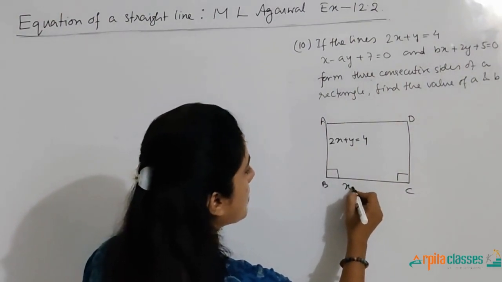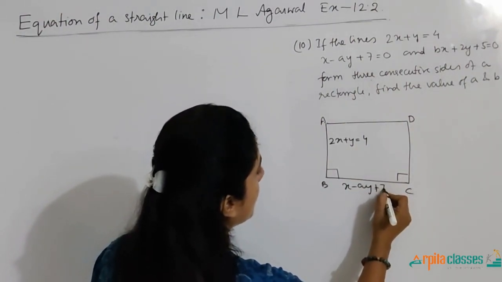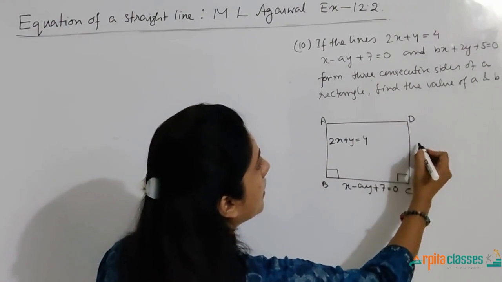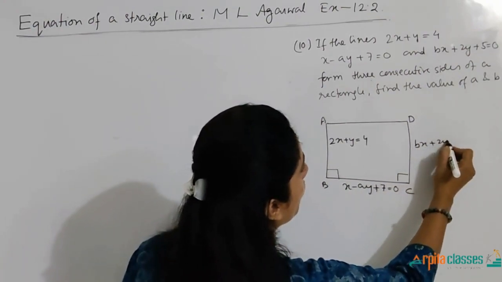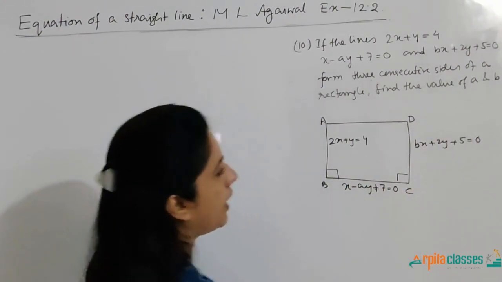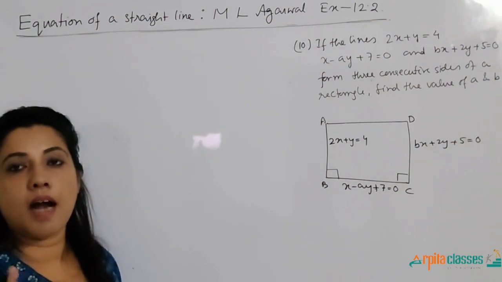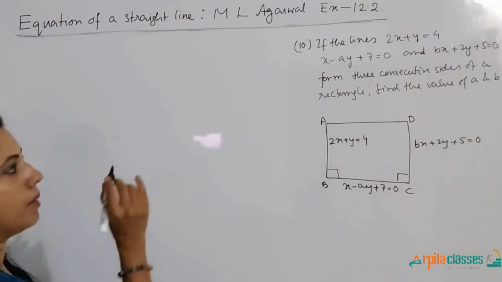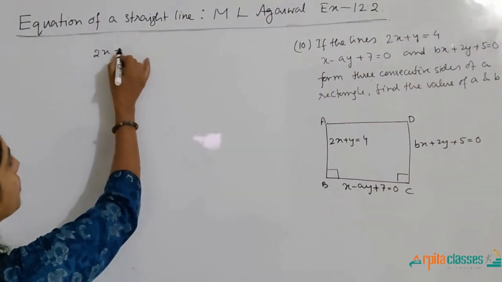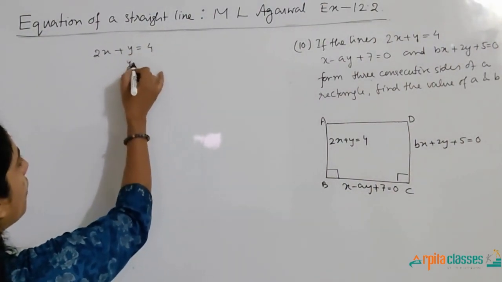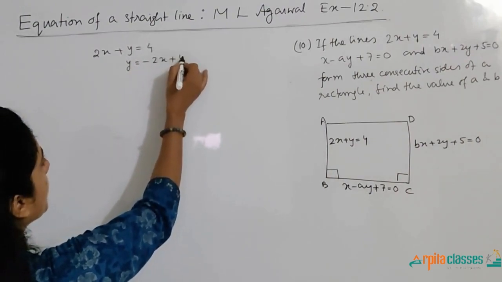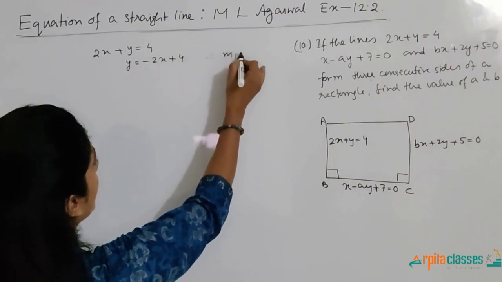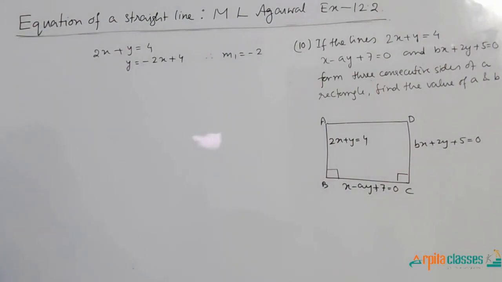BC would be your x minus ay plus 7 is equal to 0. And the third side will be bx plus 2y plus 5 is equal to 0. And all these three lines are perpendicular to each other. So let us find out m1, m2 and m3 first of all. So 2x plus y is equal to 4. y is equal to minus 2x plus 4. So from here we get m1 is equal to minus 2, right?